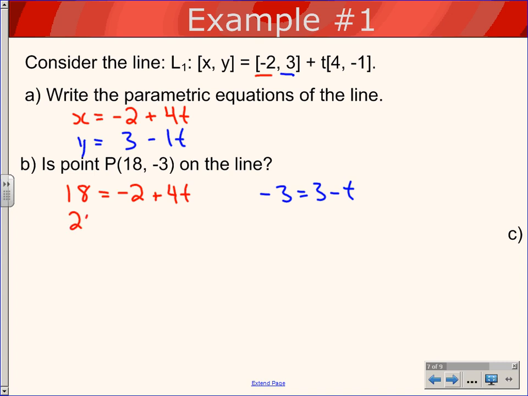So it'll give us 5 equals t for this one. And if I solve this one, minus 6 equals minus t, so t equals 6. So we got 2 different values for the parameter. What that tells you is that the point isn't on the line. Let's see if you can think of why.